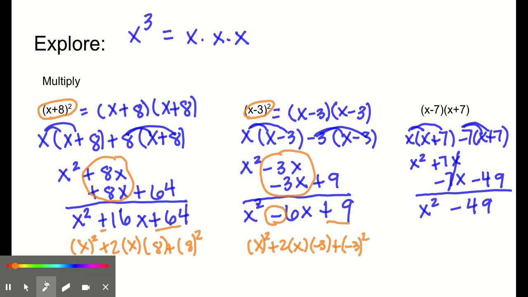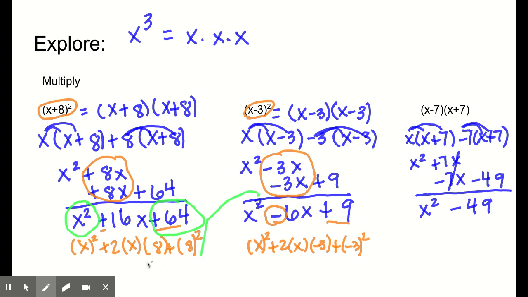A perfect square trinomial. Because what happens is this term will be a perfect square, and this term here will be a perfect square. Same thing here. X squared is a perfect square. This term right here is a perfect square, and this term right here is a perfect square. So these are our perfect square trinomials down here.